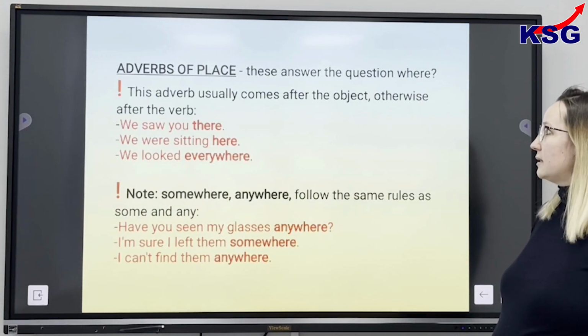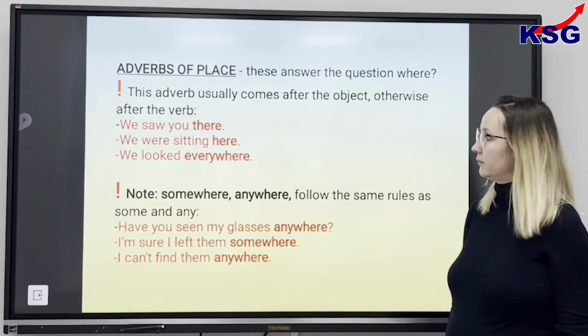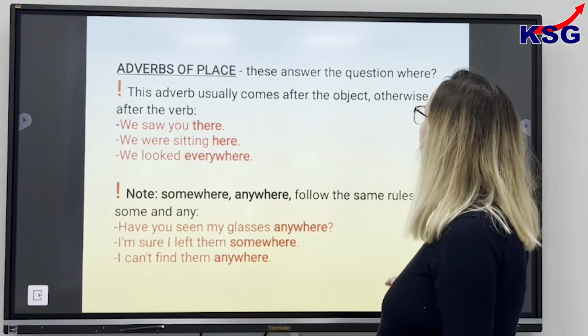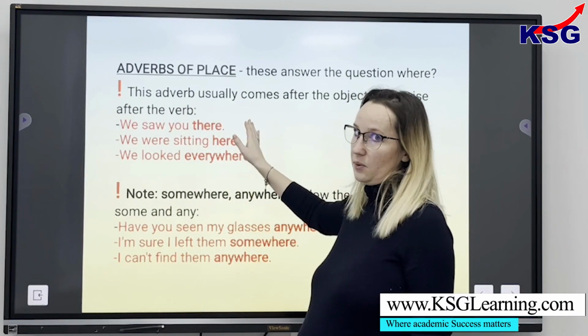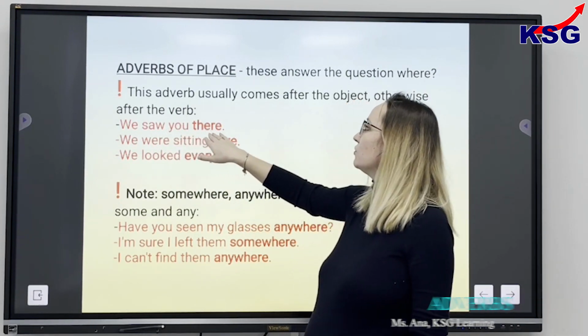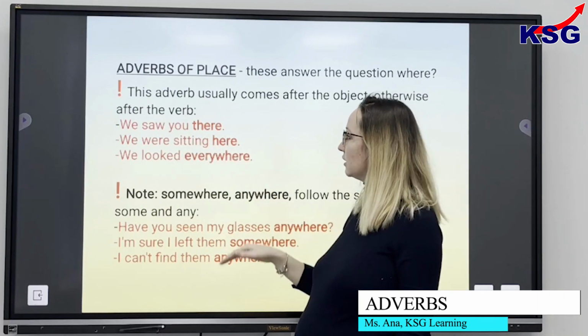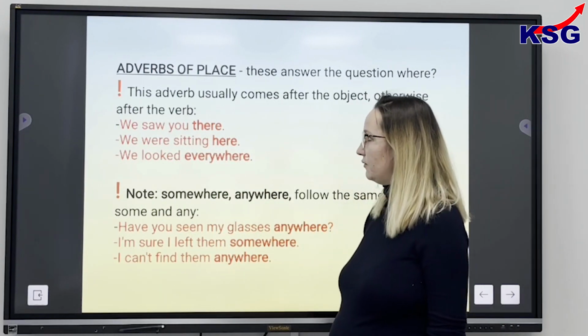Adverbs of place answer the question where. Usually it comes after the object, otherwise after the verb, as with the other ones as well. We saw you there, we were sitting here, we looked everywhere.